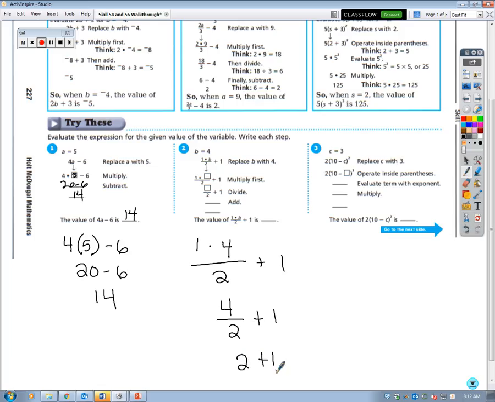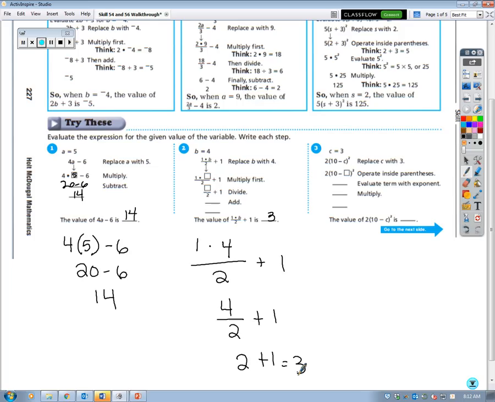2. And then we finally get to add 2 plus 1 is 3. So the value of 1 times b divided by 2 plus 1 is 3. So it's super complicated looking, but it gets pretty simple answers, right?